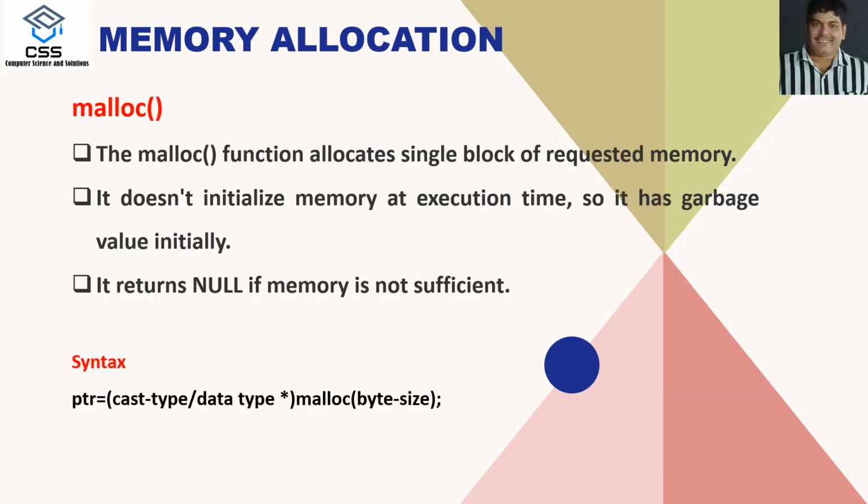First is malloc. Malloc is used to allocate the memory as a single block. It does not initialize the memory at execution, hence the value is garbage, as I have told. It returns null if memory is not sufficient. Suppose we allocate the memory by malloc, but if the memory is not sufficient or not available, it returns a null value.